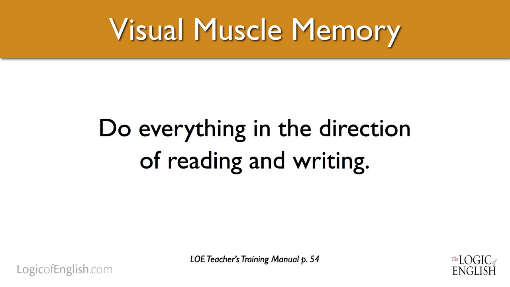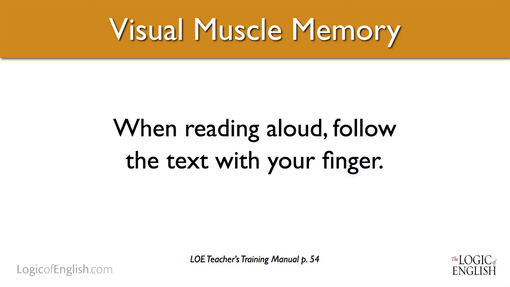Also, do everything in the direction of reading and writing. So if you're writing on the board, cross your T's, underline things in the direction of reading and writing, even erase the board in the direction of reading and writing, because the students will watch that and follow it, and it provides some practice with their visual muscle memory. When you're reading aloud to students, it can also be really helpful to show the text and to just follow along with your finger for a while, because students will then follow naturally. Now, they may not follow the whole time that you're reading, but they'll get some more practice with this.